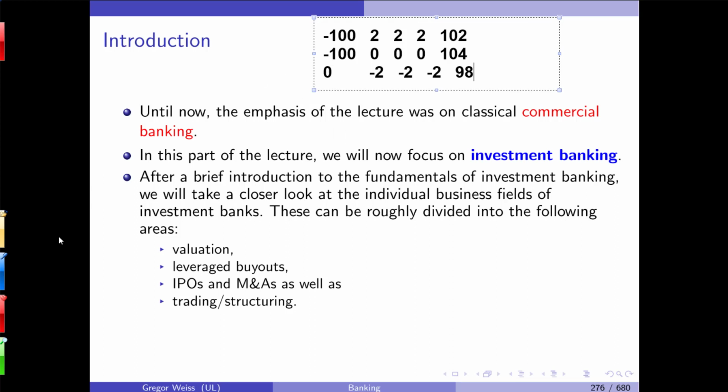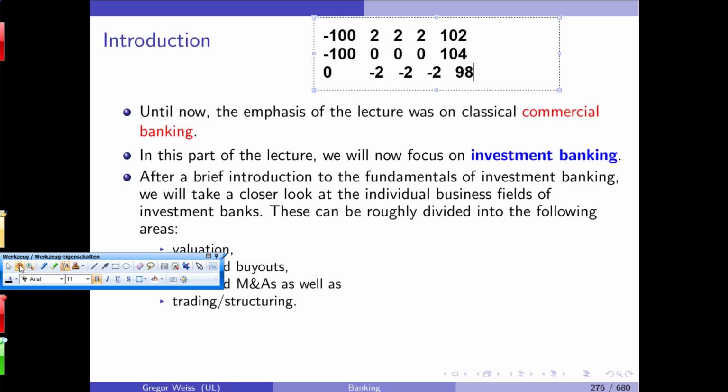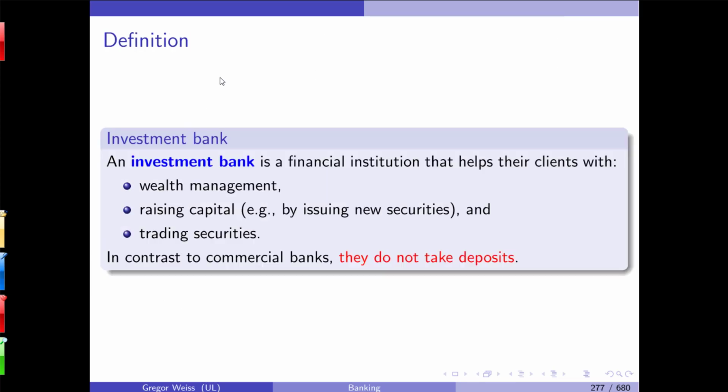Okay, so those are the most important parts of investment banking. So an investment bank is a financial institution that helps clients, institutional investors, with wealth management, raising capital, trading securities, and in contrast to commercial banks, financing excludes deposits. An investment bank will never raise deposits.